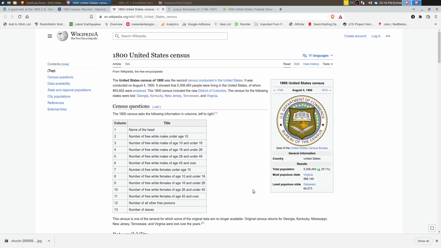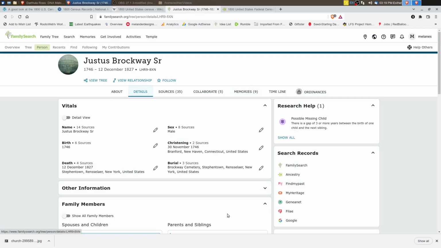It's not perfect. I mean, it's hard. You can't know 100% for sure, but you can make a pretty reasonable guess when you look at the family and then compare that with the counts on the census. So I have a case study here, an example of how you can do this. And we're gonna look at the Brockway family again. I looked at them in my previous video.